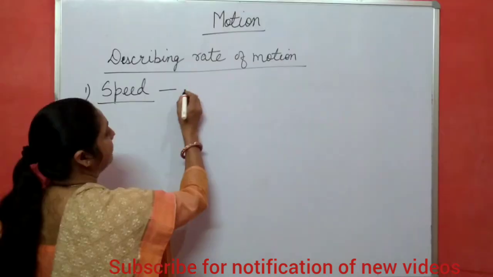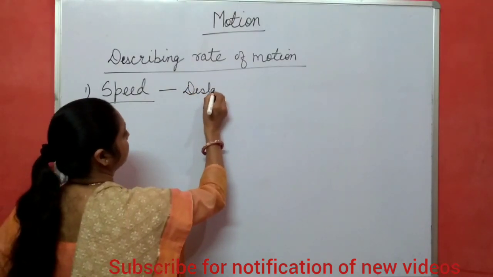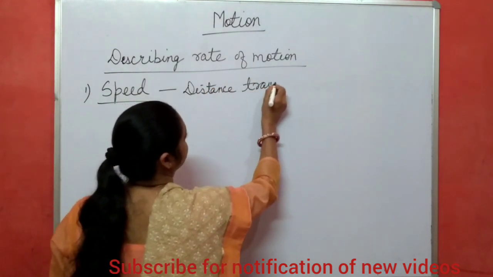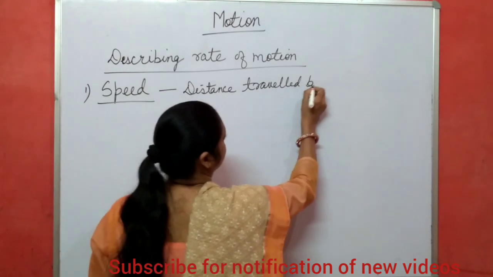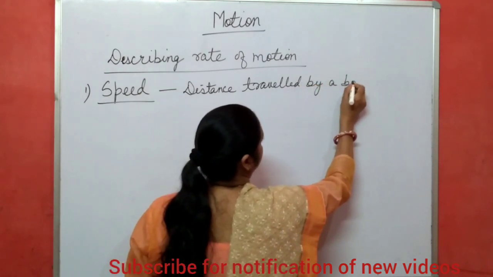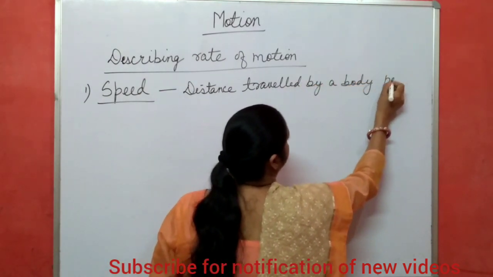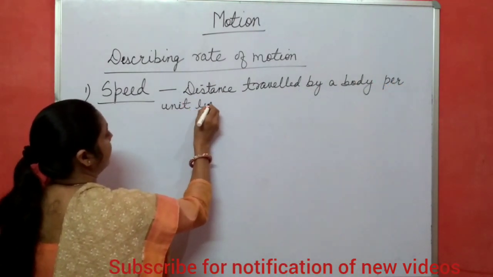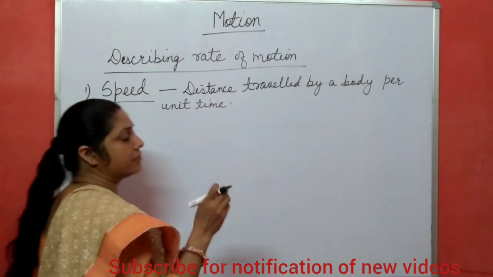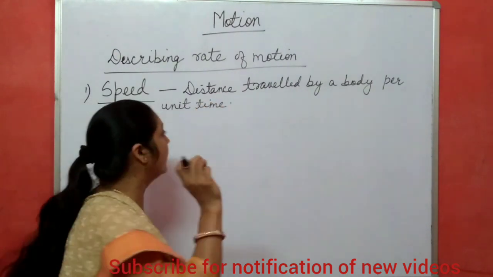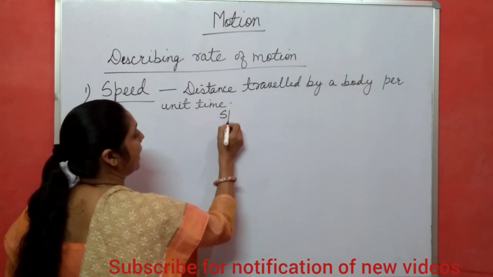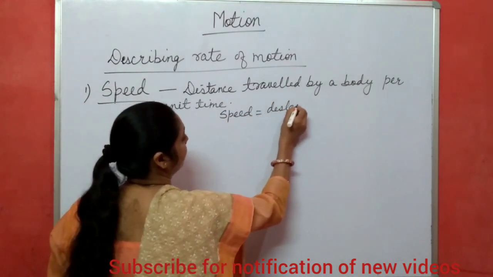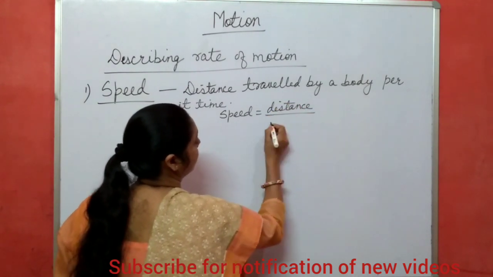What is this speed? Distance traveled by a body per unit time. It means how much distance a body travels in a unit time. You can write the formula for this one as speed equal to distance by time.